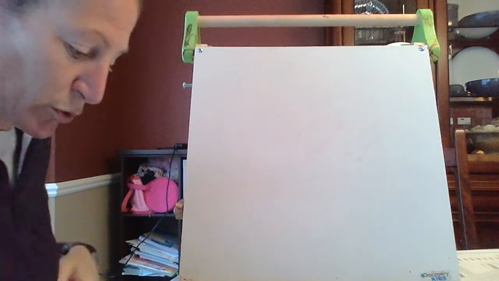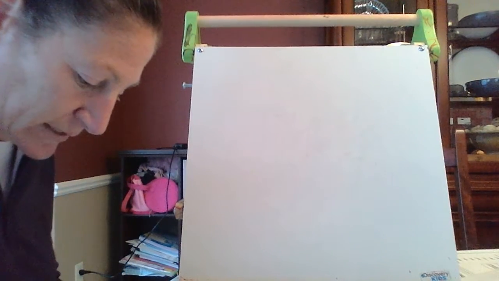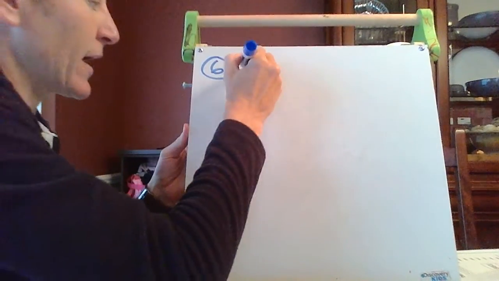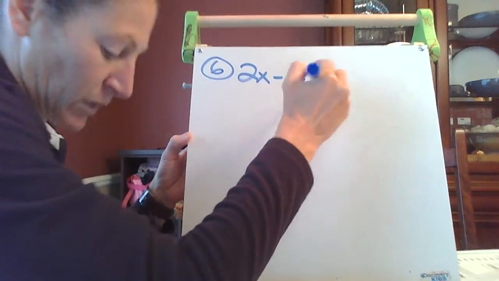Let's see, I want to make sure we get one that we can eliminate nicely. Oh, perfect, I got one. Okay, here we go. Number 6, okay? 2x minus 3y equals 7.